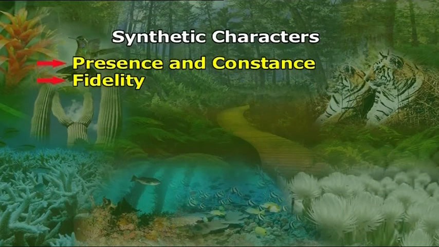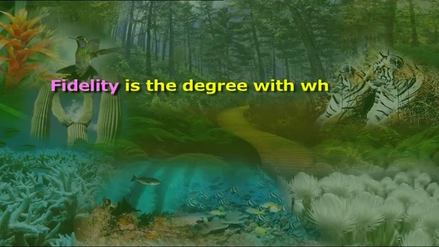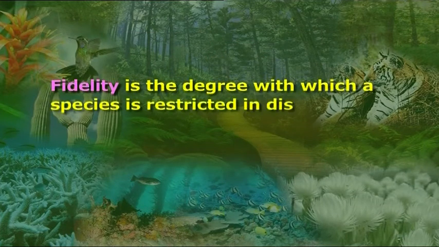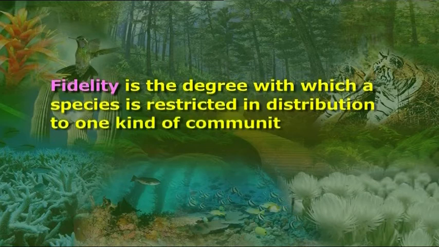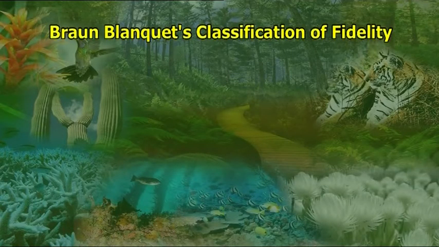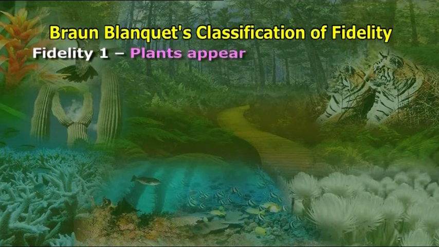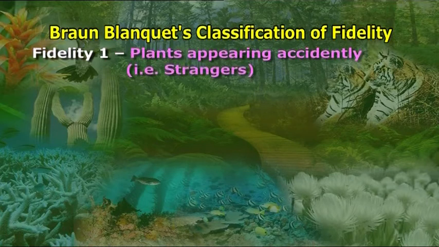Fidelity. This is the degree with which a species is restricted in its distribution to one kind of community. Such species are sometimes known as indicators. The species have been grouped into 5 fidelity classes as first formulated by Braun-Blanquet. Fidelity 1, plants appearing accidentally, that is strangers.